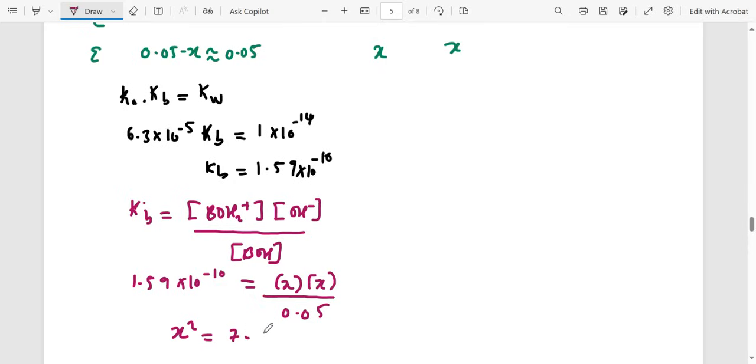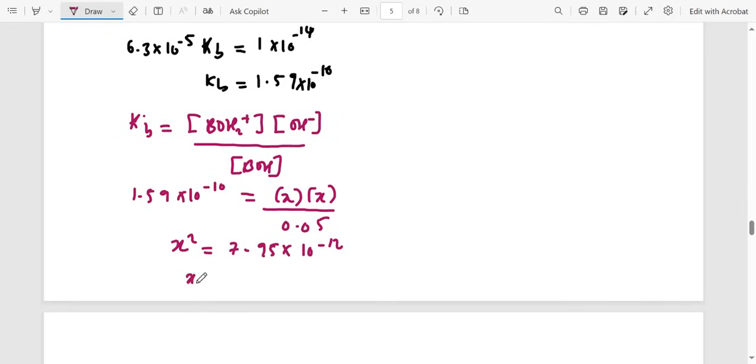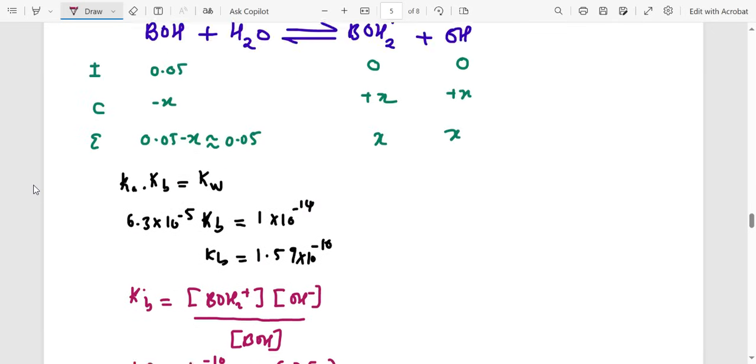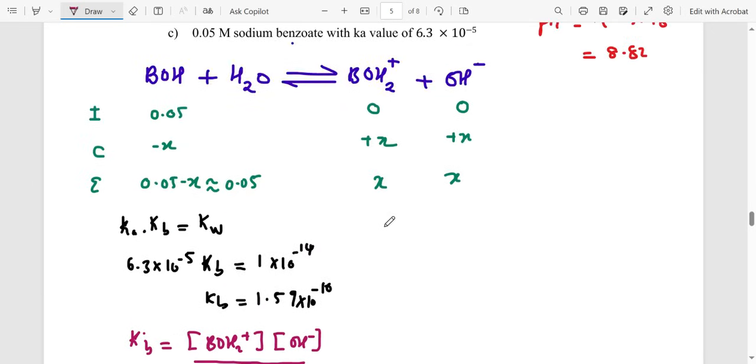That gives us 7.95 times 10 to the power negative 12. For us to remain with X, we square root both sides. X therefore is going to be 8.91 times 10 to the power negative 6. So we have found the value of X. Remember the value of X? X is basically the concentration of hydroxide, and that one we have found, 8.91 times 10 to the power negative 6.